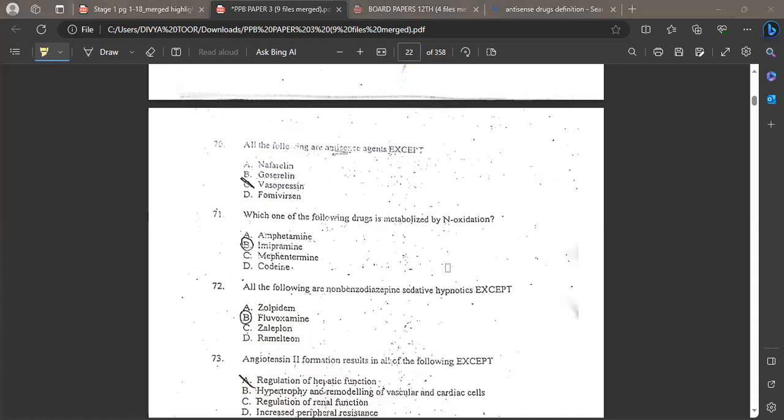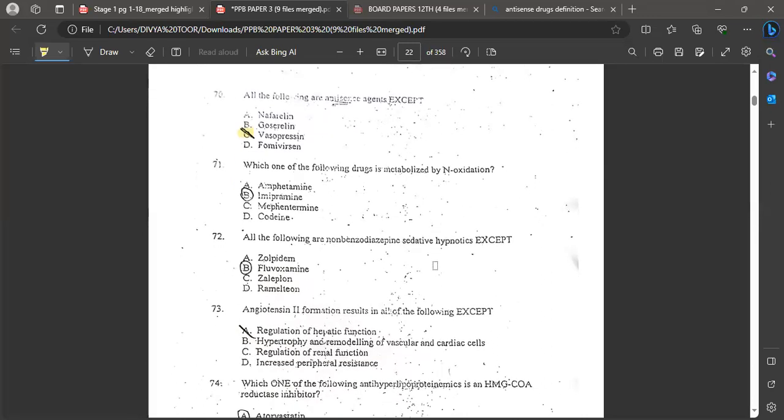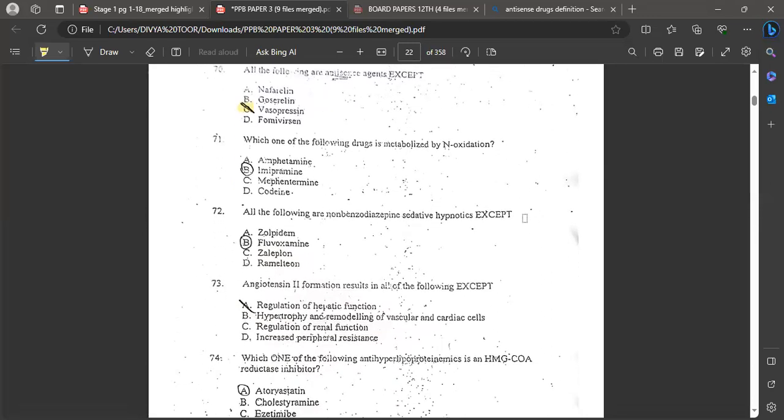So basically, antisense agents are used like in cancer mostly. Cancer, yeah. Okay. Which of the following drugs is metabolized by N oxidation?